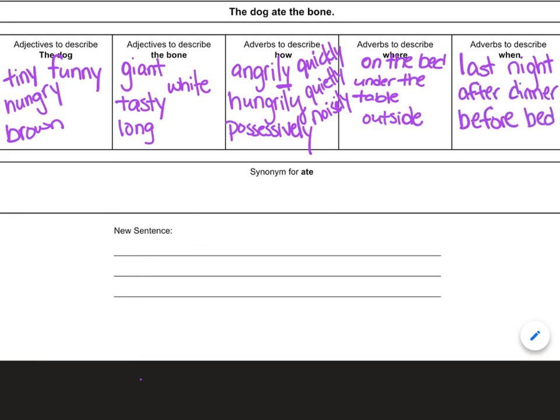So after we have all of these descriptions, let's look at the word ate. It is not a very descriptive word. It's not what we would call a strong verb. So let's think about some synonyms for the word ate. And remember, a synonym is a word that means the same thing or something similar. So let's think about some words that we could use instead of ate.